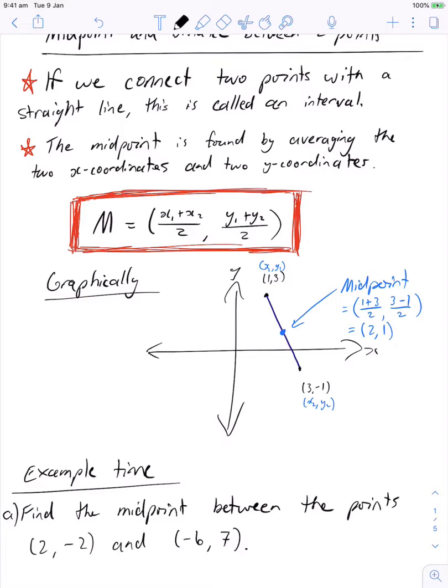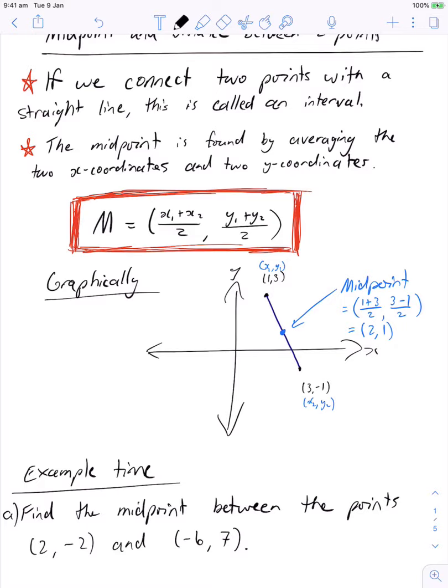So if I've got my coordinates being x1, y1 and x2, y2, we simply average out, or go x1 plus x2 divided by 2 for those x coordinates, and the same for our y coordinates. Graphically, I've got my 2 points here, a point at (1, 3) and a point at (3, -1). I've labeled them x1, y1 and x2, y2. It doesn't matter which point you choose to be which, but we need to make sure our x1 aligns with our y1. We wouldn't make that x1, y2. We make sure it's x1, y1 and vice versa.